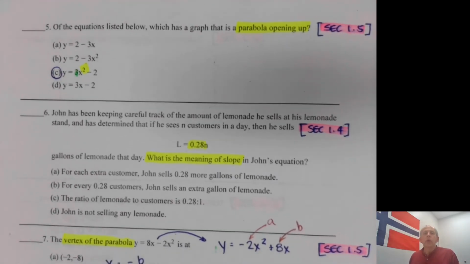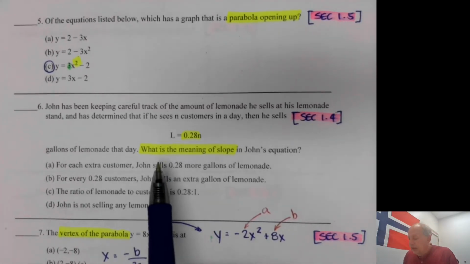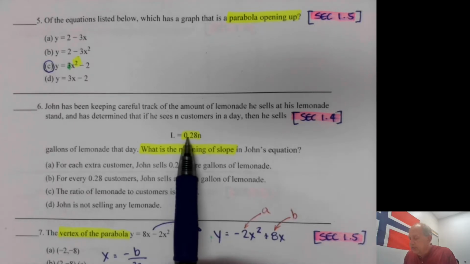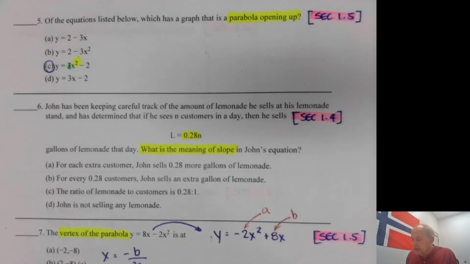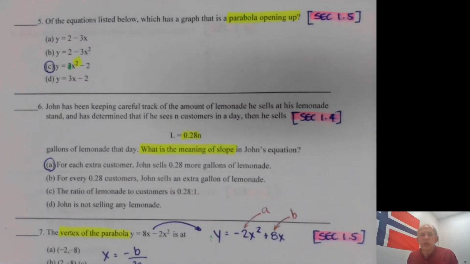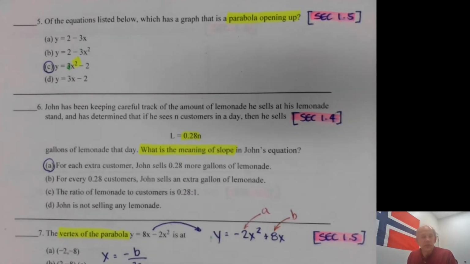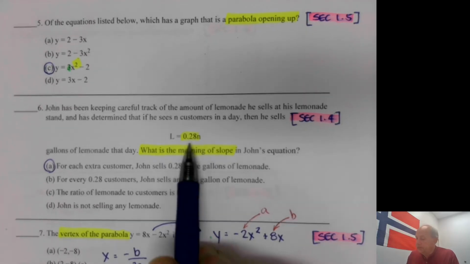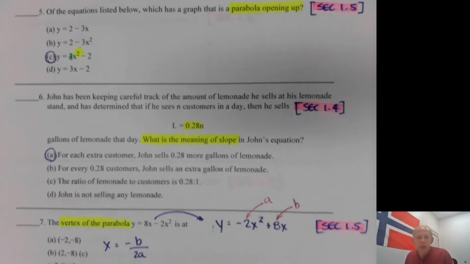Section 1.4, a linear model of the amount of lemonade in gallons that this person sells at the lemonade stand. What is the meaning of slope? First of all, the slope is 0.28. What this means is for every customer that comes by, John sells 0.28 more gallons of lemonade because each customer drinks 0.28 gallons. So N is the number of customers. Every time a customer shows up, 0.28 gallons of lemonade will be sold.